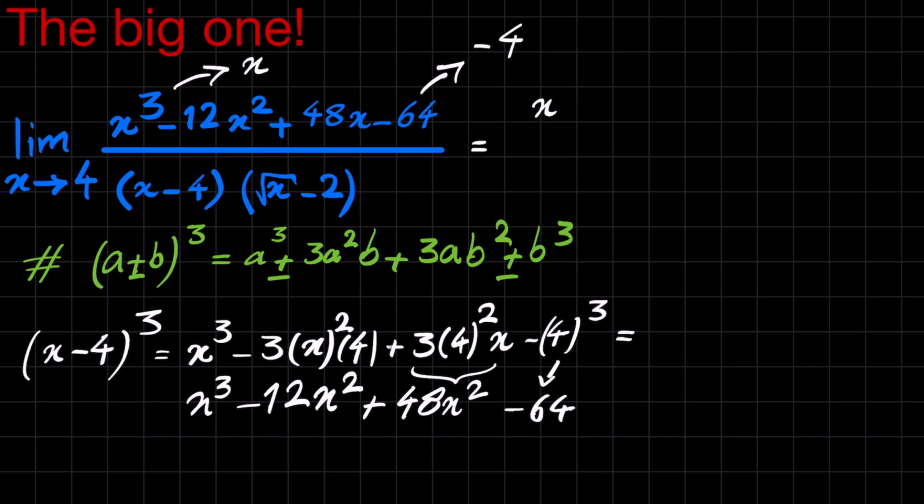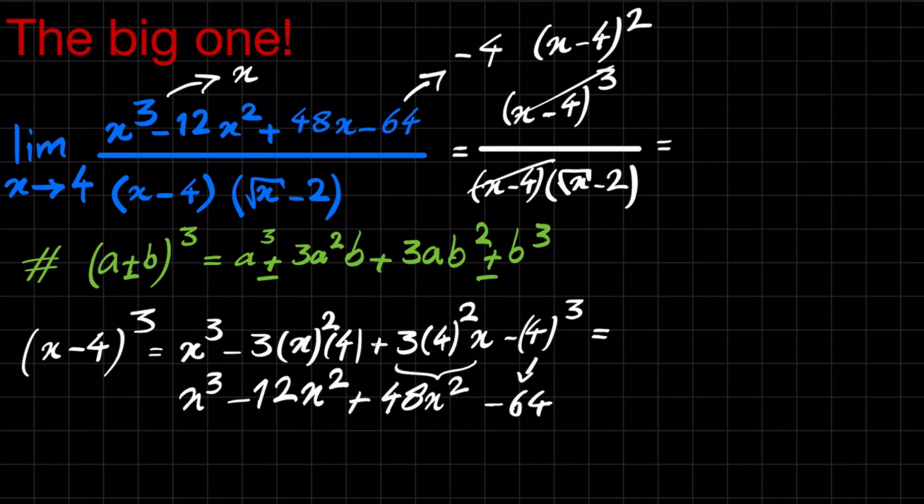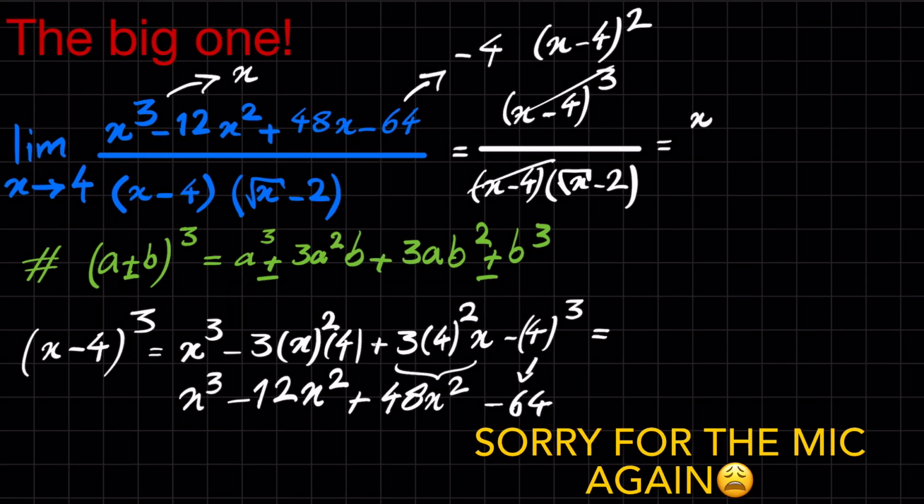For this one, it's going to be x minus 4 cubed over x minus 4 multiplied by square root of x minus 2. And we're going to cancel these for now, and it's going to be x minus 4 squared. So if we multiply the square root of x minus 2 by its conjugate, we're going to reach x minus 2. And for that, open up the numerator.